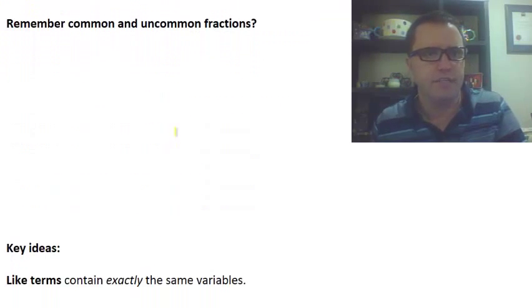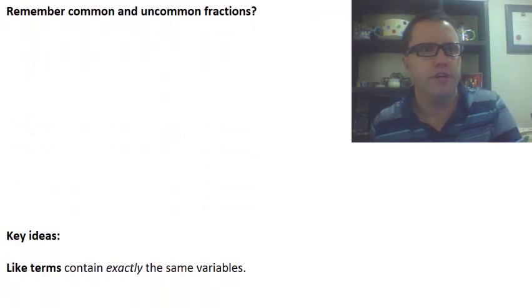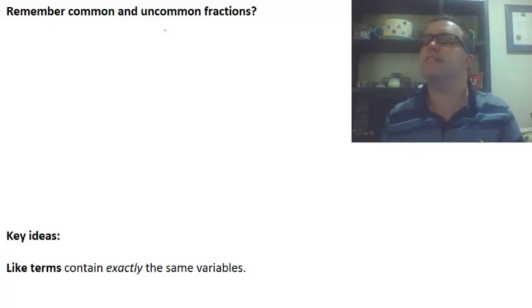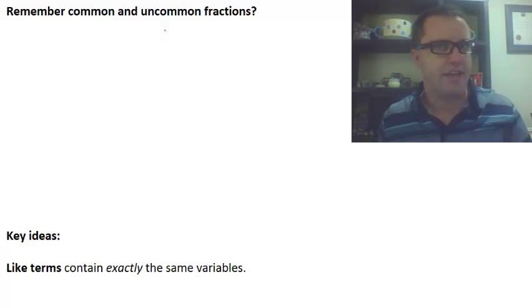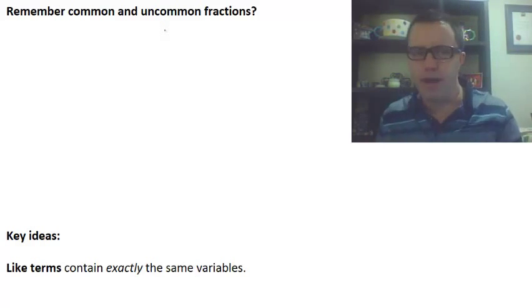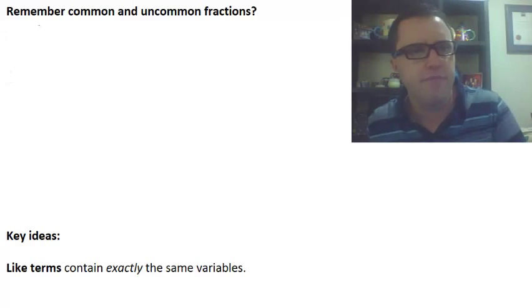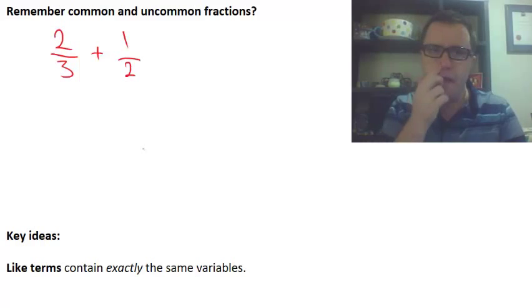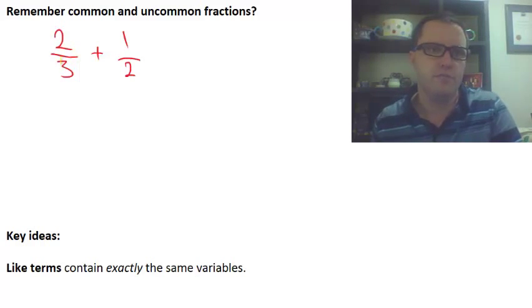Okay, so this might terrify some of you, but it wasn't that long ago. Remember common and uncommon fractions. Now, I did say they're never going to leave, and the ideas behind them are always going to crop up, and here it is again. So remember with uncommon and common fractions, if we had something like 2/3 plus a half, we couldn't carry that out yet because our denominators were not common. There was a 3 and a 2. We had to create common fractions before we were allowed to do anything with that, okay?